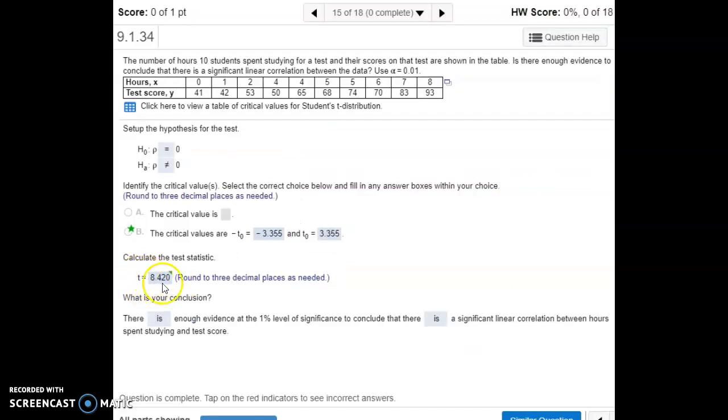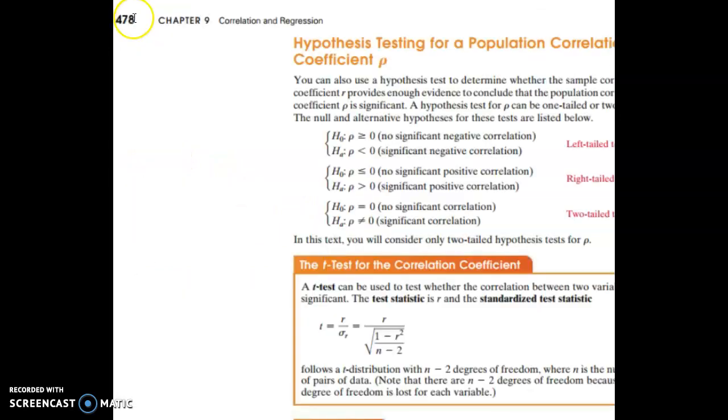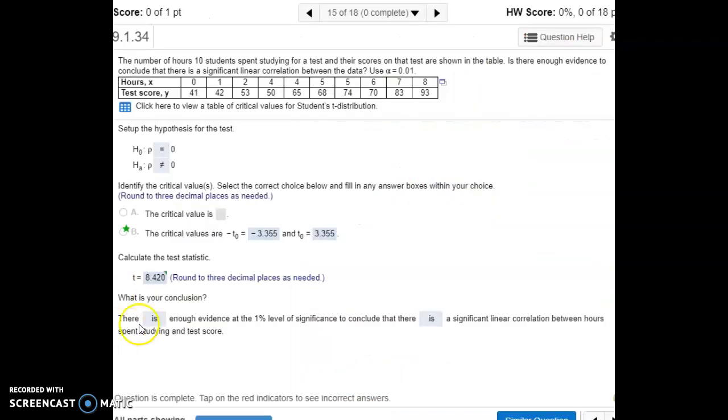Since the test statistic lies past our critical value, it is in the rejection region, so we will reject the null hypothesis. And no matter whether it was left-tailed, right-tailed, or two-tailed, rejecting the null in favor of the alternative always indicates that there is significant correlation. So there is enough evidence at our level of significance to conclude that there is a significant linear correlation.